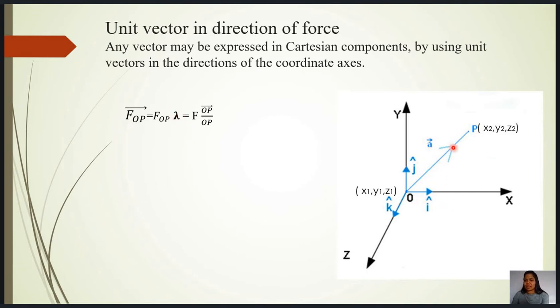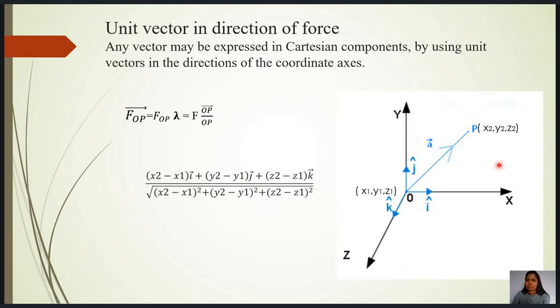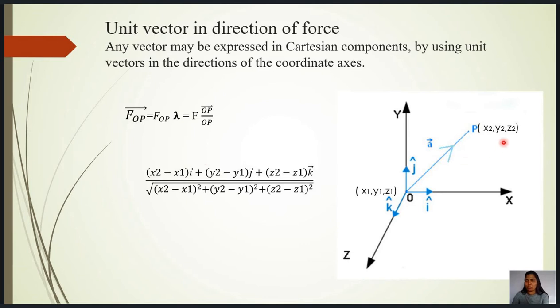When you find the unit vector in the direction of O to P, you have to do coordinates of P minus coordinates of O. Means (x2 minus x1)i plus (y2 minus y1)j plus (z2 minus z1)k divided by the square root of (x2 minus x1) square plus (y2 minus y1) square plus (z2 minus z1) square. That is nothing but the unit vector in the direction of O to P. So the F_OP vector is equal to the magnitude of F_OP multiplied by the unit vector in the direction of O to P. Like this, we'll represent the vector for force in the equation. So that's all about the concept of unit vector.